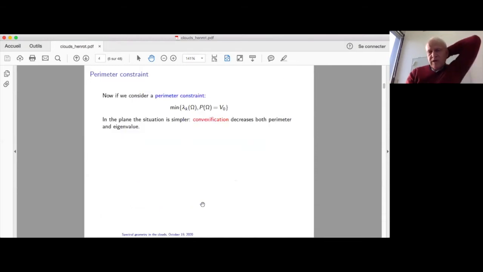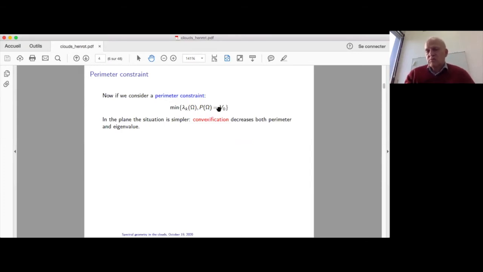Now, if we look at the perimeter constraint, it turns out that the problem is simpler. In particular, in the plane, when you take the convex hull of the domain instead of the domain itself, you see that the eigenvalue decreases and the perimeter also decreases. So if you put an inequality constraint here instead of an equality constraint, you see that the optimal shape has to be convex for free.